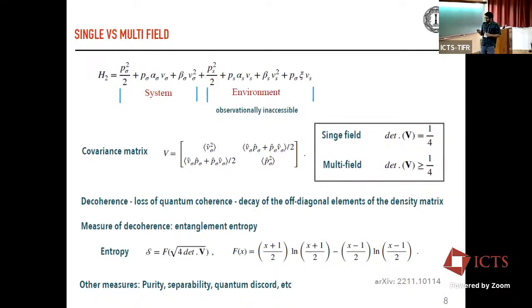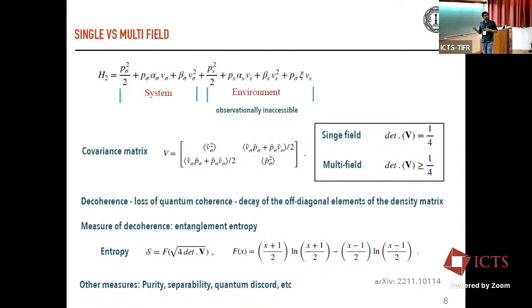And also there are quantum measures associated with this covariance matrix. If the state is Gaussian, which is what I assumed, then quantum measures such as decoherence, which is one of the quantum measures, and others like purity, separability, and quantum discord, and recently people talk about complexity, are all related to this determinant of the covariance matrix.